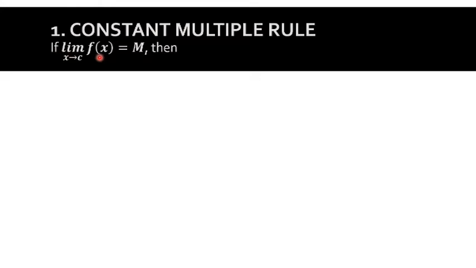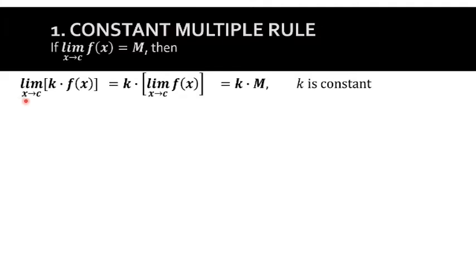If the limit of the function f of x as x approaches c is equal to m, then the limit of k times the function of x as x approaches c is equal to k multiplied by the limit of the function f of x as x approaches c, or it is equal to k times m, where k is a constant. So we can see that k is a constant multiple of the function. So if we can find a constant multiple of the function, we can factor that out to find a limit of a much simpler function, and later multiply the constant multiple.